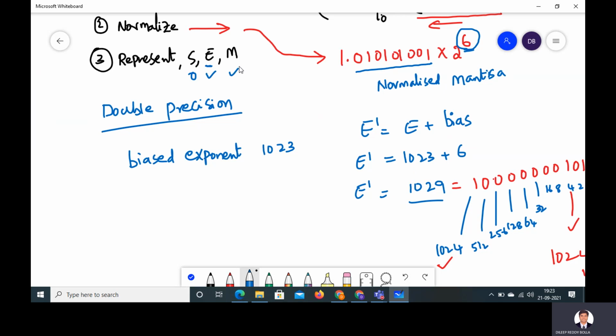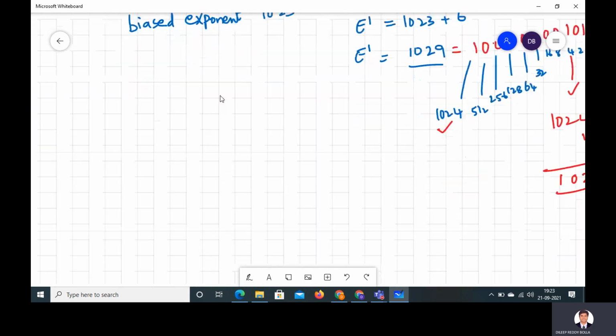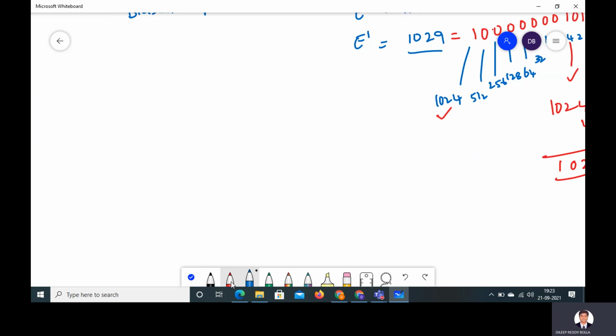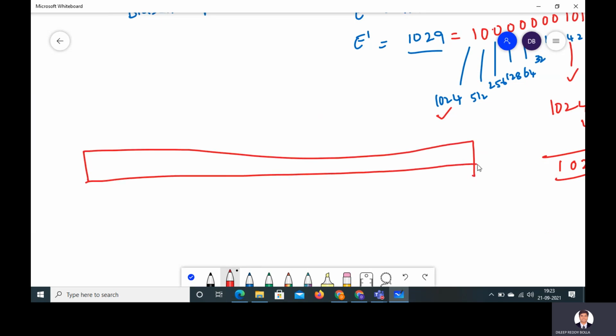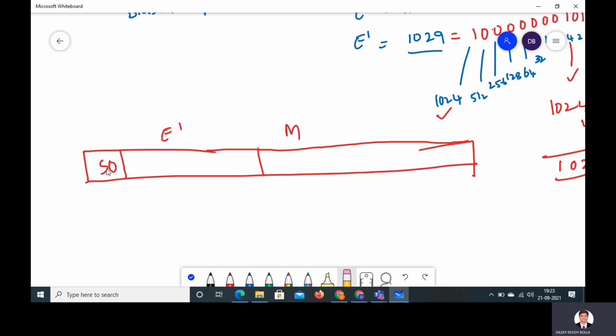Now, all together we need to represent that in IEEE 754 double precision format. How to represent that in IEEE 754 double precision format? If you want to represent that, we need to have a 64-bit length. Let us think that it's 64-bit now. So here we have the sign bit, here we have the exponent part, and here we have the mantissa part. The sign bit is 0. We already know that.